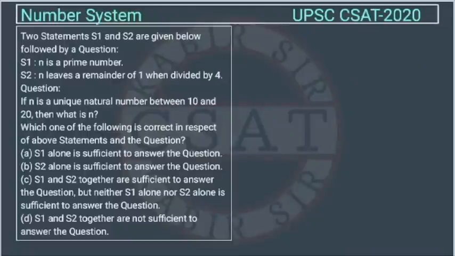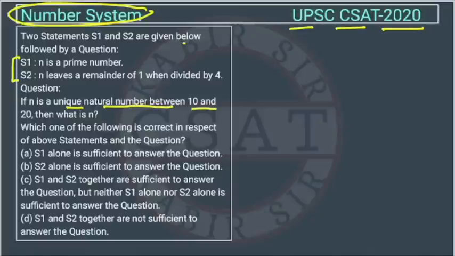This is a question from number system chapter asked by UPSC in CSAT paper of 2020. Two statements S1 and S2 are given, followed by a question. So these are the statements. What is the question? Let's read first the question. If n is a unique natural number between 10 and 20, then what is n? So we know that n is between 10 and 20. So this number is between 10 and 20. Okay, then we have to find n.